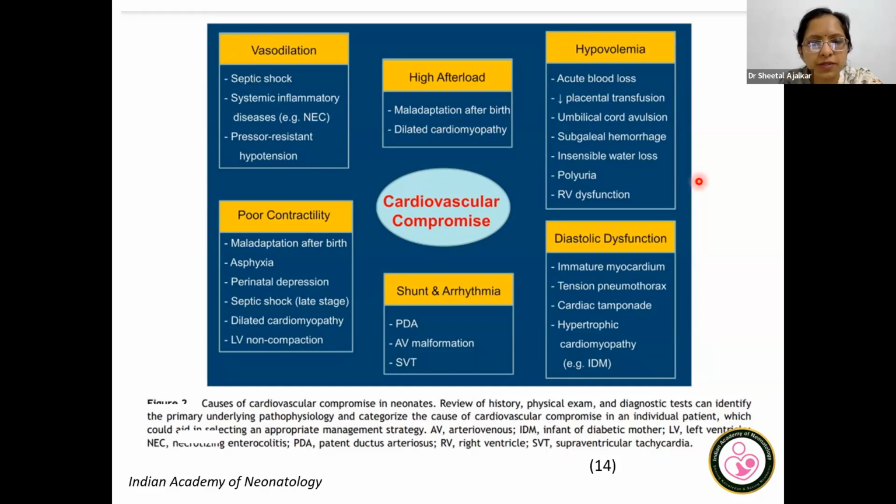Obviously, the cardiovascular compromise can be due to the shunt and arrhythmias like PDA, AV malformations, and SVT, and diastolic dysfunction, because neonates have immature myocardium. There can be tension pneumothorax, cardiac tamponade, hypertrophic cardiomyopathy. So all these factors come into play when there is a cardiovascular compromise.